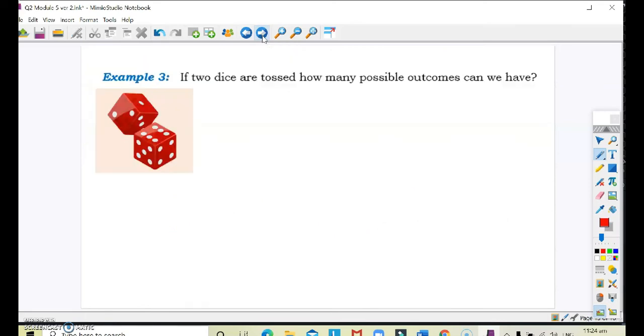Let's continue with the third example. If 2 dice are tossed, how many possible outcomes can we have? So basically, we have the first die and the second die. So the first die, if you roll the first die, you have how many choices for the first die? Exactly, there are 6 choices in the first die. Also, there are 6 choices in the second die. That means if you multiply these 2 items, we all in all have 36 possible outcomes when we toss a die.